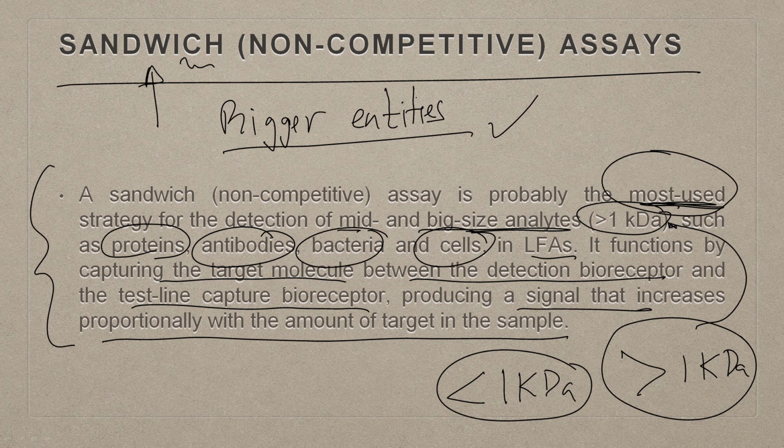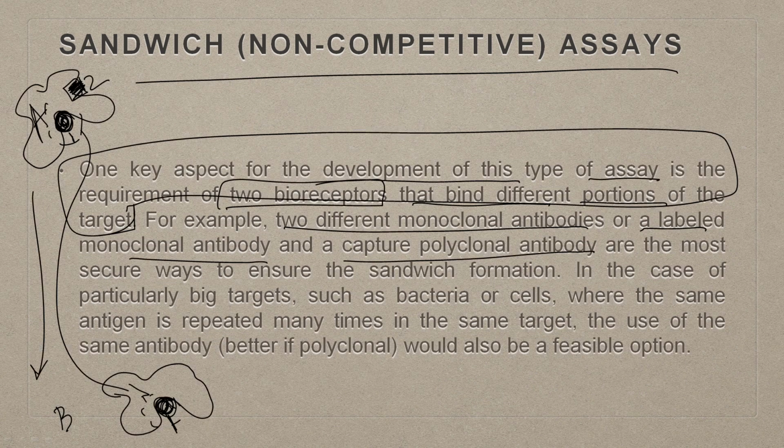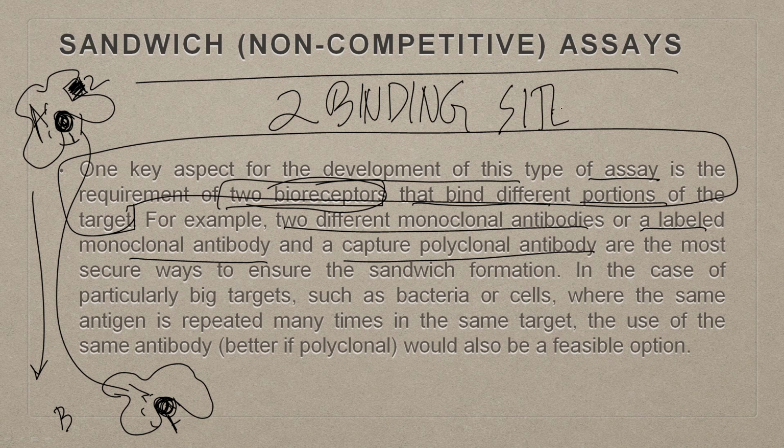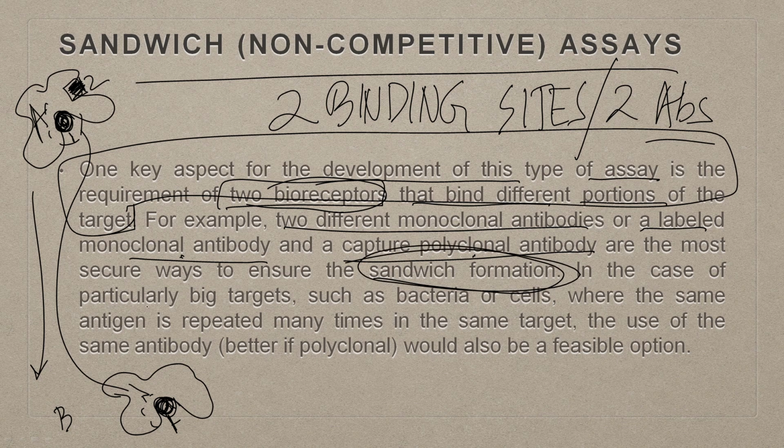It functions by capturing the large molecule between the detection bioreceptor and the test line capture bioreceptor, producing a signal that increases proportionally with the amount of target in the sample. So, one of the major requirements is 2 binding sites. In other words, we are talking about 2 antibodies which bind to your target. For example, 2 different monoclonal antibodies, or a labeled monoclonal antibody and a captured polyclonal antibody, are the most secure way to ensure the sandwich formation in this case, which is particularly a big target.